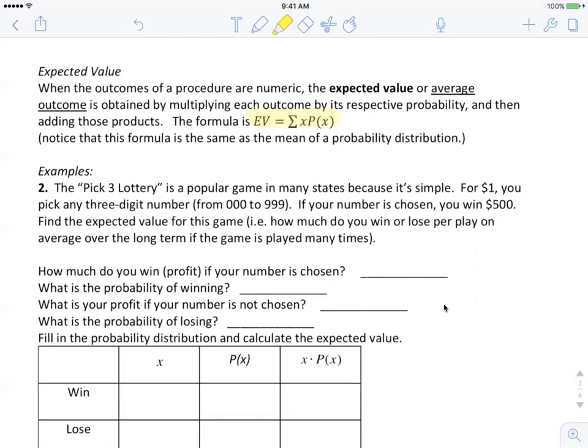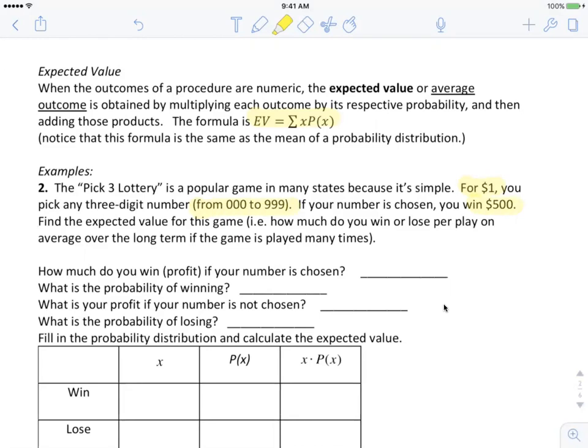We've got the Pick 3 lottery. Pay $1, and you get to pick any 3-digit number from 000 to 999. So it's important to note that there are 1,000 numbers to choose from, right? 1 to 999, and then also the 000. And then if your number is chosen, you win $500. Woohoo! Otherwise, you lose. Okay, let's find the expected value for this game.